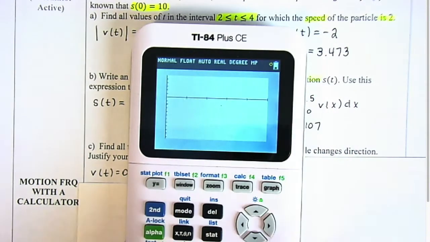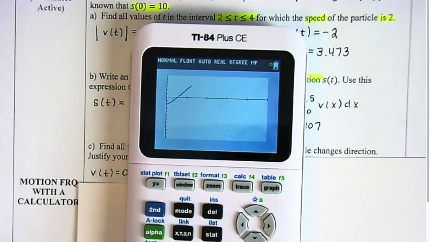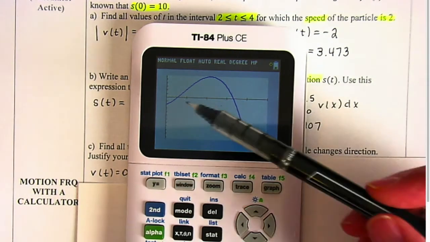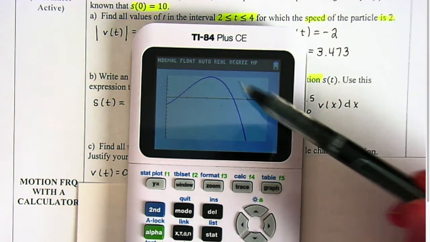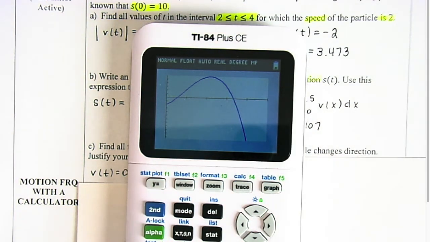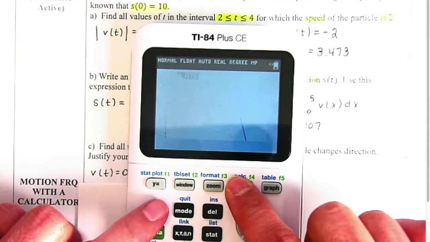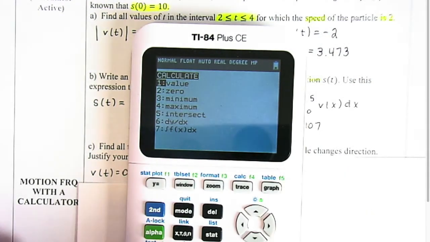And then when I hit graph, this is my velocity graph, and I want to know where this is equal to 0 and changes sign. And I can see it does that in 2 places, one here and one here. I just have to find what those times are. So I'm going to go second calc. These are zeros for this graph, so number 2.